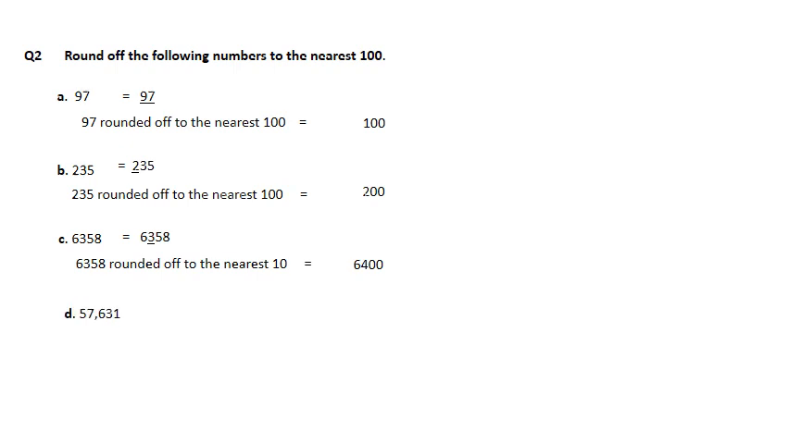Okay, the next one is 57,631. So what will we do? First we'll underline the hundreds place. We have underlined it. Now we are going to look at the tens place. This tens place is 3 here, which is less than 5. So we'll keep the remaining digits as they are, and place 0 in the tens and ones. So your answer is 57,600.